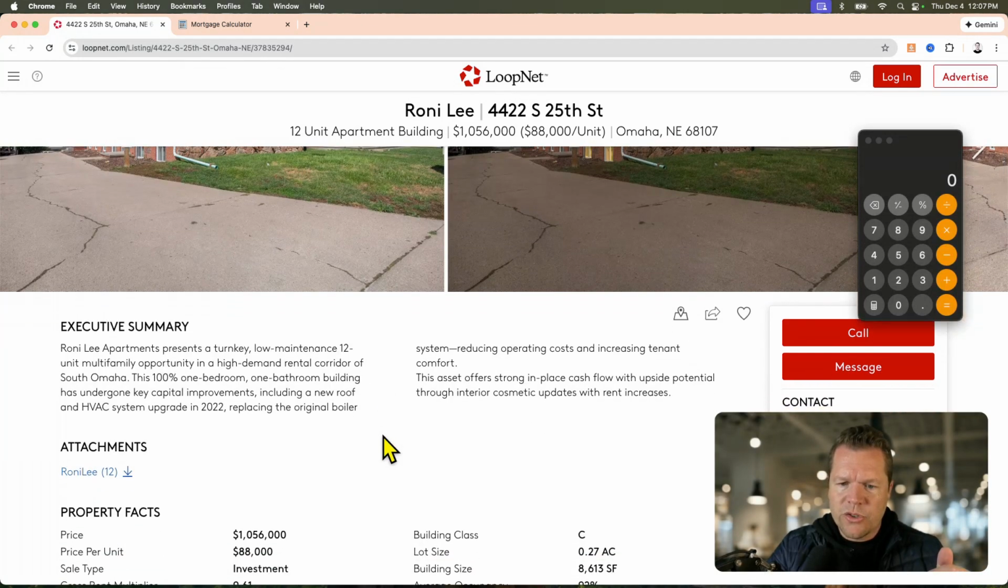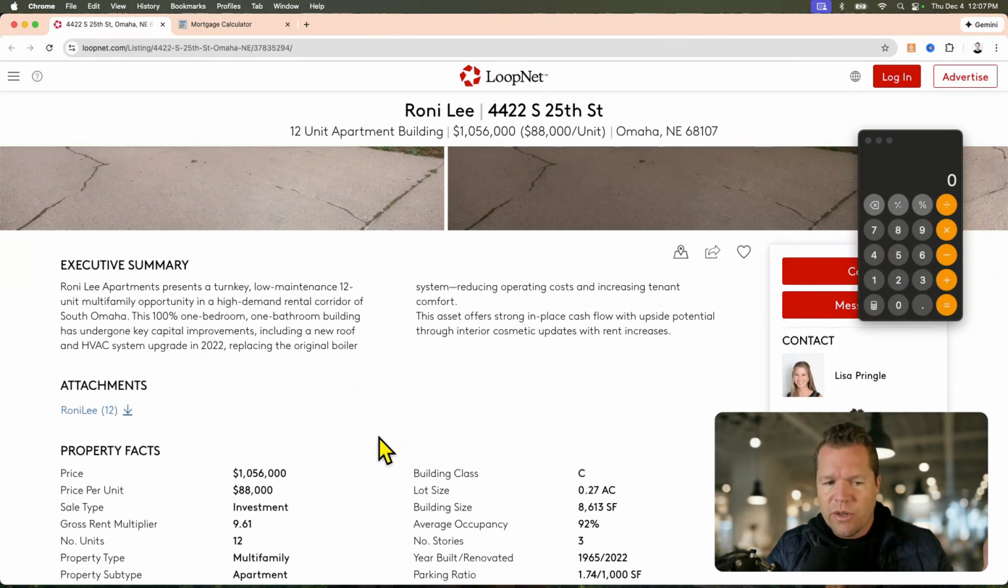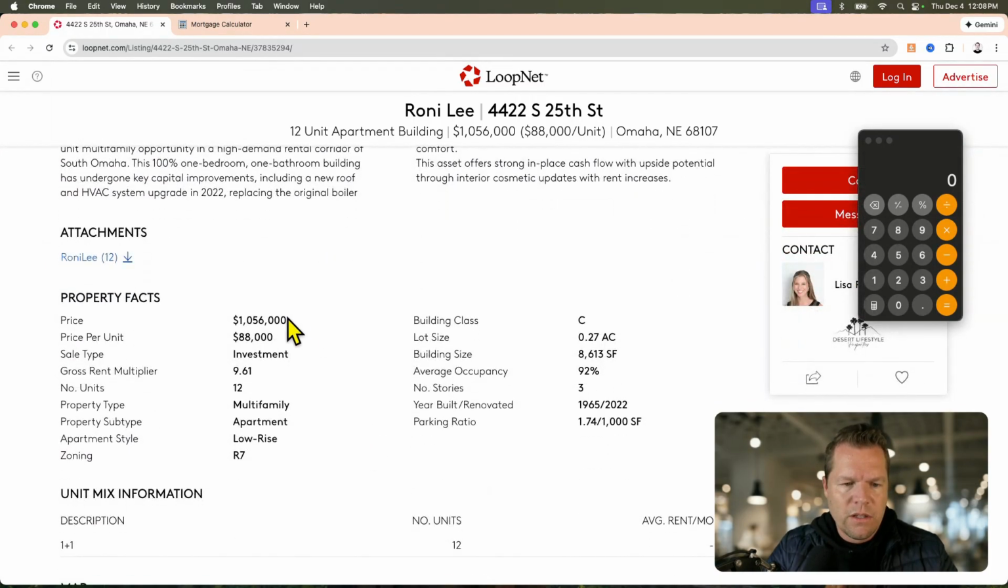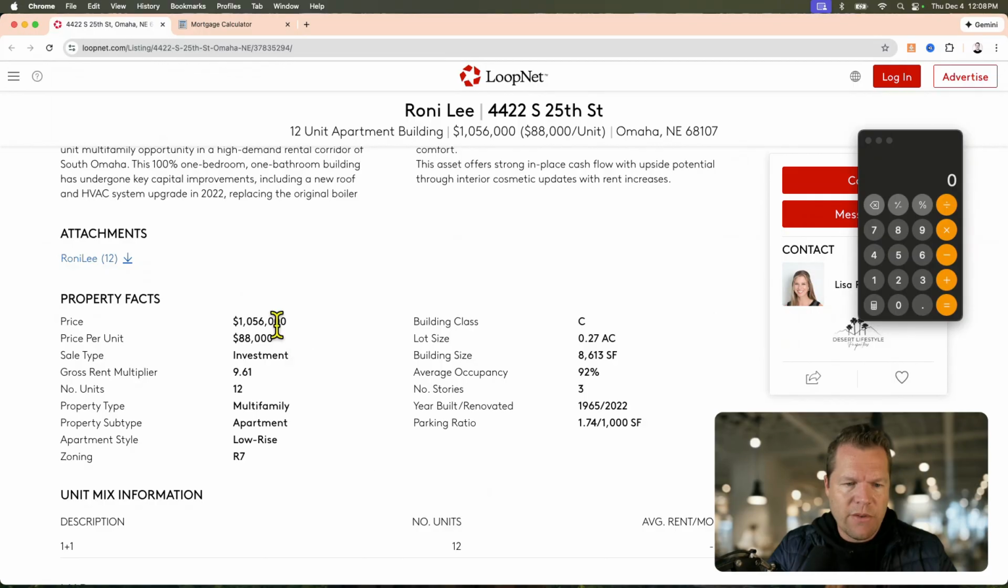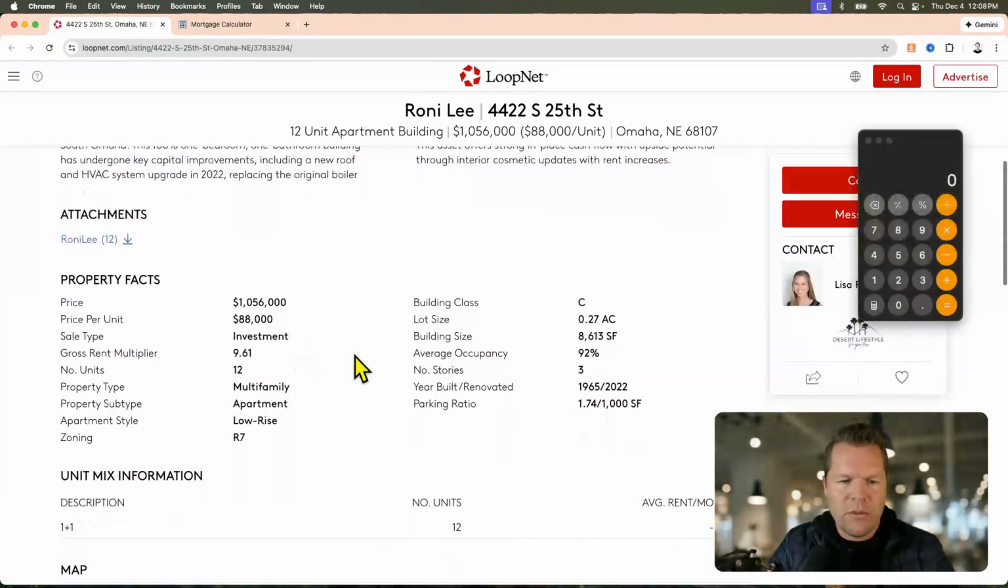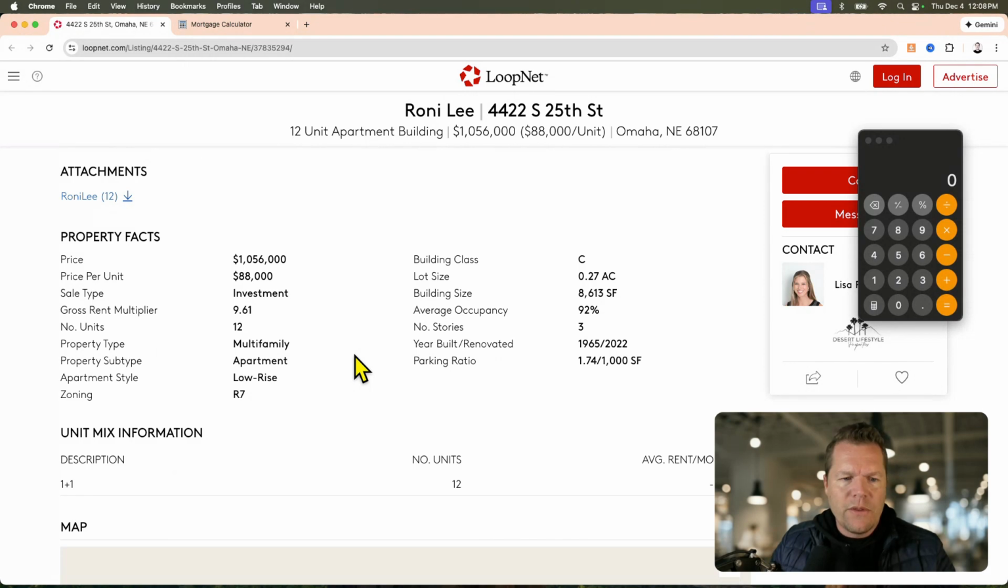This asset offers strong in-place cash flow with upside potential through interior cosmetic updates with rent increases. So they didn't tell us how many units have been upgraded, how many are left. We'll probably be able to tell when we look at the rent roll, though. So let's see, what do we have here? Okay, we've got, whoops, sorry about that. $1,056,000 is the price.